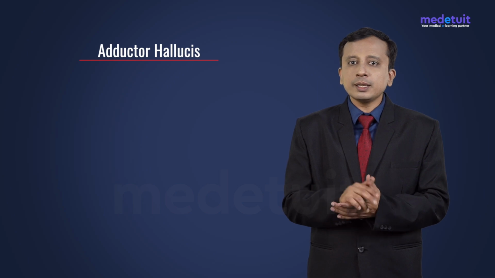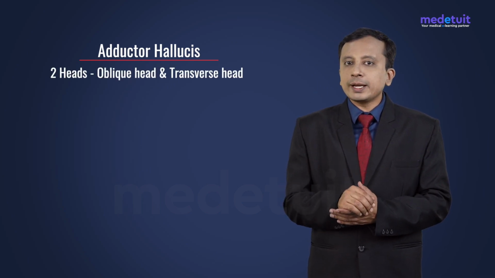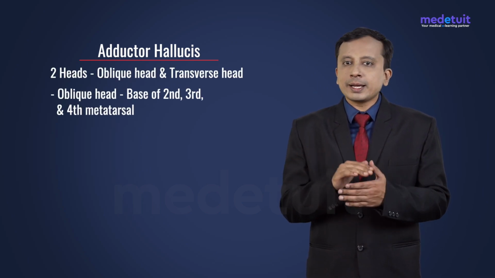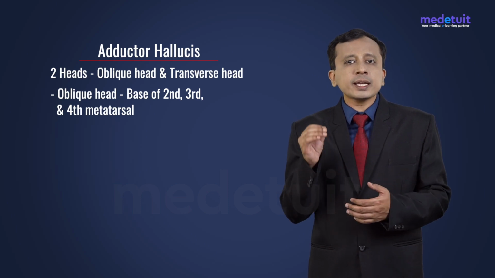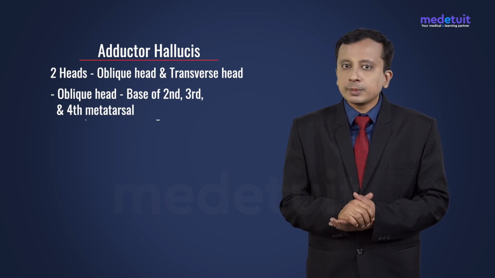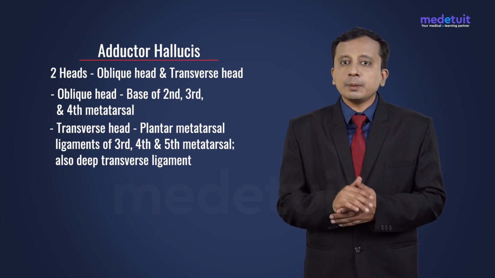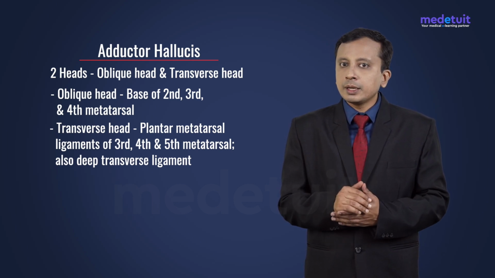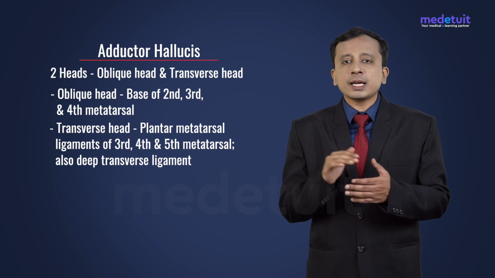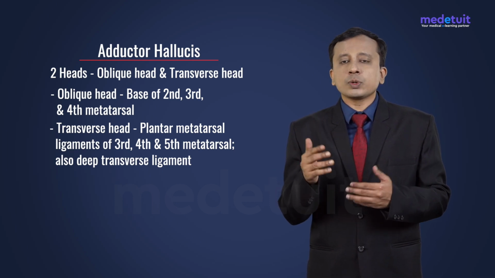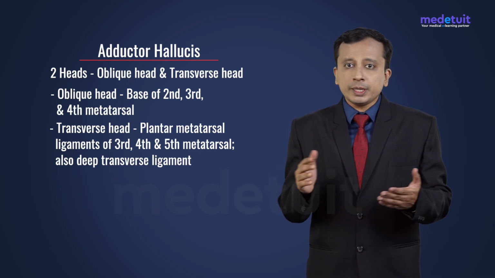Adductor Hallucis muscle. It has 2 heads, an oblique head and a transverse head. The oblique head arises from the base of the second, third and fourth metatarsals. The transverse head arises from the plantar metatarsal ligament of the third, fourth and fifth metatarsals, also the deep transverse ligament and the structures in between them.